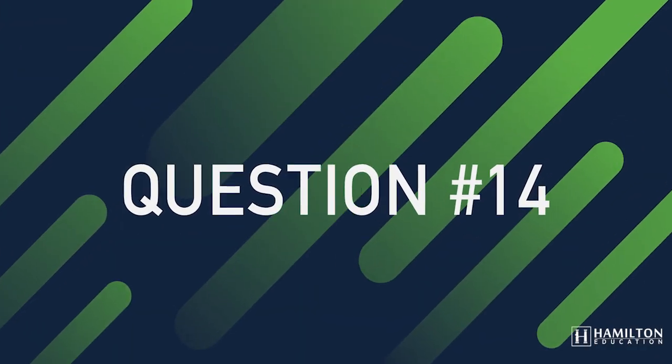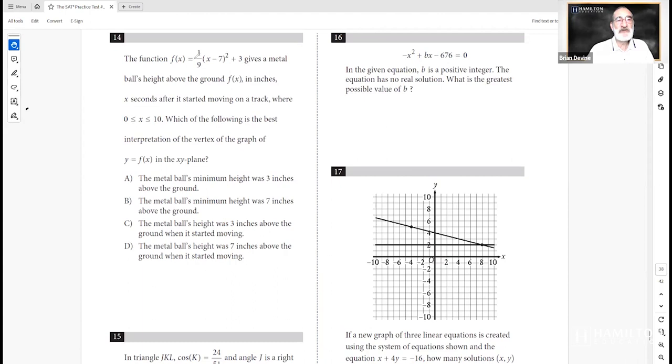Question 14. The function f of x equals 1/9 of x minus 7 squared plus 3 gives a metal ball's height above the ground in inches, x seconds after it started moving on a track, where x is between 0 and 10. Which of the following is the best interpretation of the vertex of the graph?